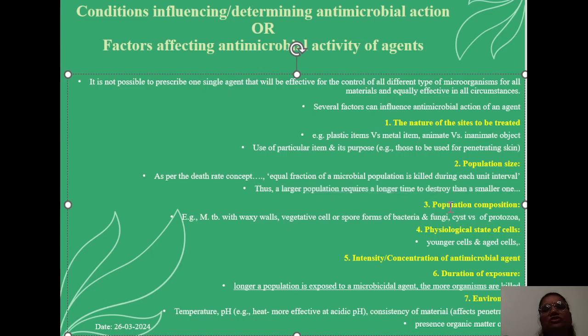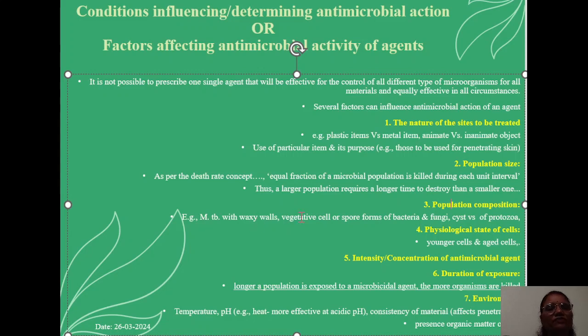Next is population composition. Now various perspectives can be taken into consideration when we talk about population composition. For example, first, there are some organisms which are highly susceptible or sensitive to antimicrobial agents. Compared to that, there are other organisms which are highly resistant, as can be seen over here. I have taken an example of Mycobacterium tuberculosis. As it possesses waxy material in its envelope, it provides the organism a resistance mechanism so it is not destroyed easily.